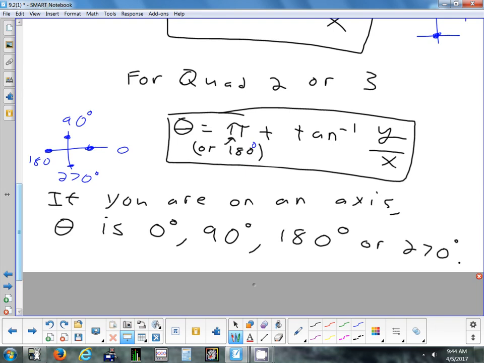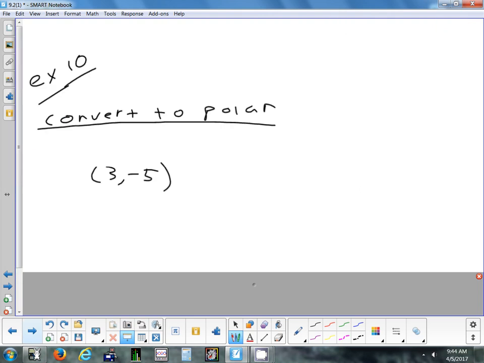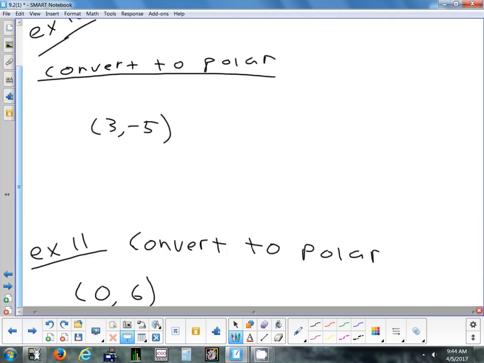How do you know if a coordinate is on an axis? What's special about coordinates that are on an axis? Well, they have a value that's 0 somewhere. It's either 0 comma something or something comma 0. So anytime you have a coordinate with a 0, you know you're on an axis.